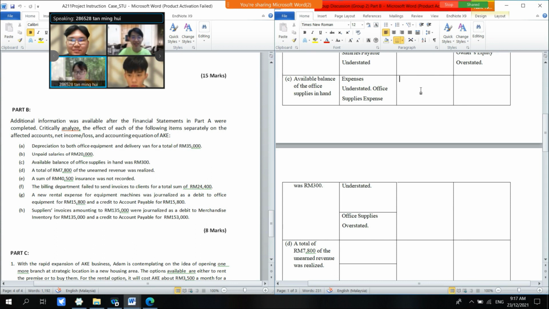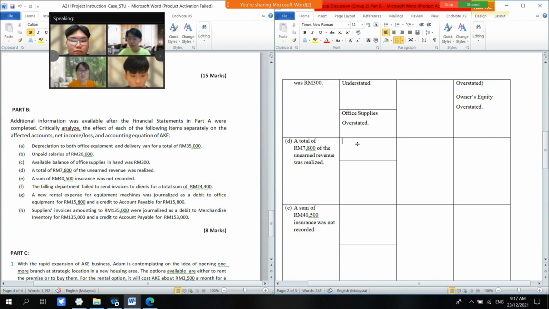Office supplies will be overstated, and the net income will be overstated, and the assets will also be overstated because the office supplies are overstated, and the owner's equity will also be overstated because the net income is overstated. Okay, I will pass to Han Xiang.